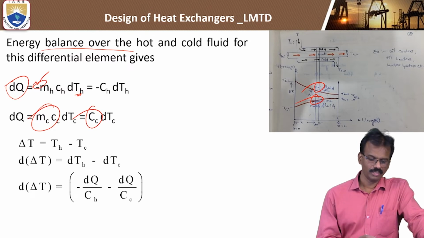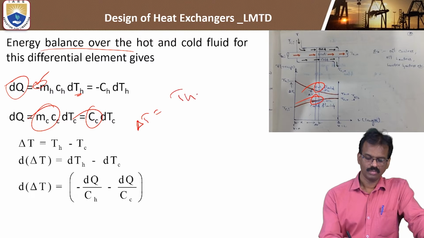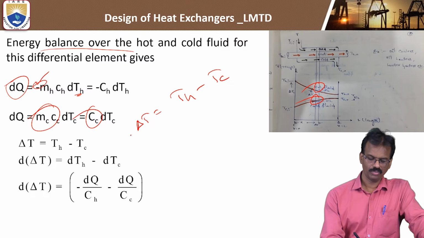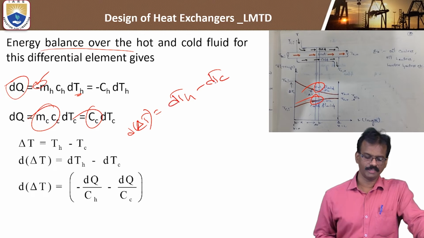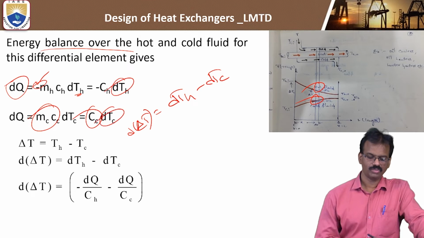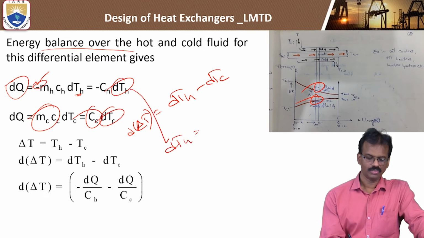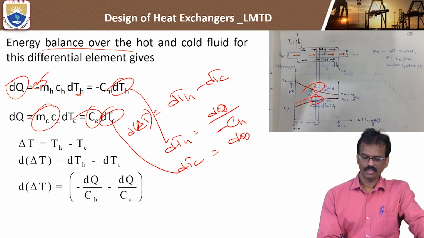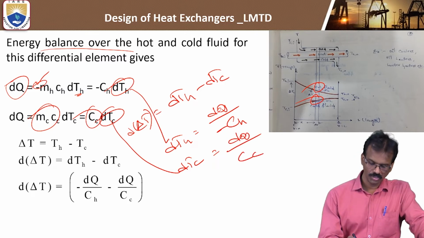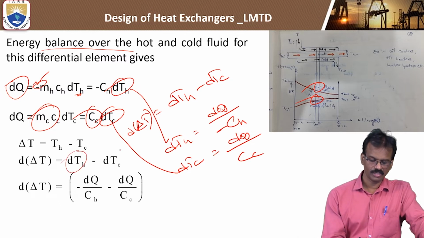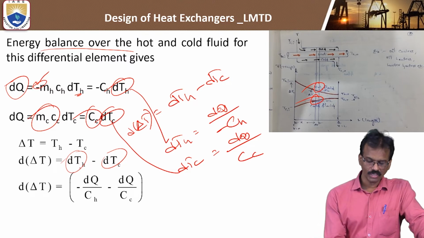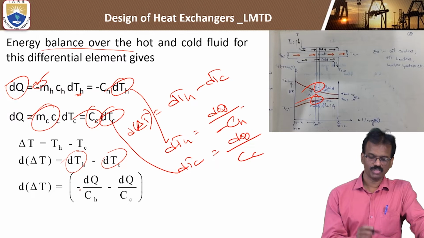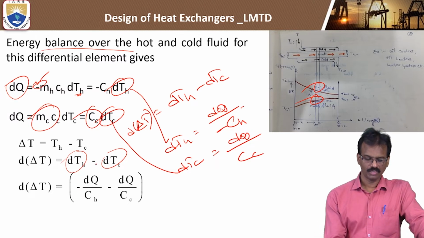You know that delta T is equal to hot fluid temperature minus cold fluid temperature. If you apply the small derivative, the derivative of delta T is equal to dTh minus dTc. You know these values: dTh is equal to dq by minus capital ch, and dTc is equal to dq by capital cc. You can substitute these values in place of dTh and dTc. So dTh is equal to minus dq by ch.